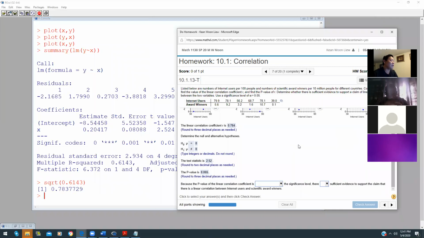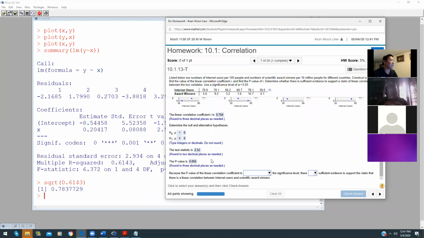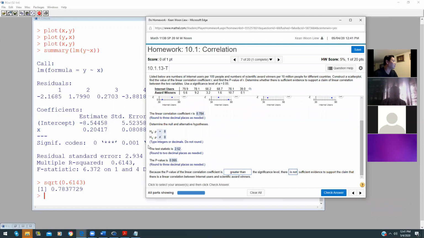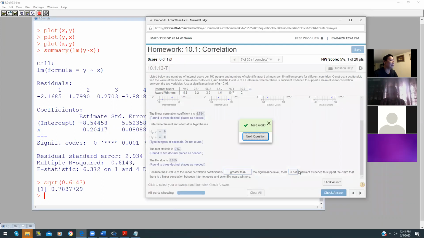And then you figure out if your p-value is less than or greater than your alpha, which is 0.01. So your p-value is what? Less than or greater than alpha in this case. Greater, so p-value is greater than alpha. There is or there is not when you have greater than alpha. There is not sufficient evidence for the correlation. Okay, you guys all right here?